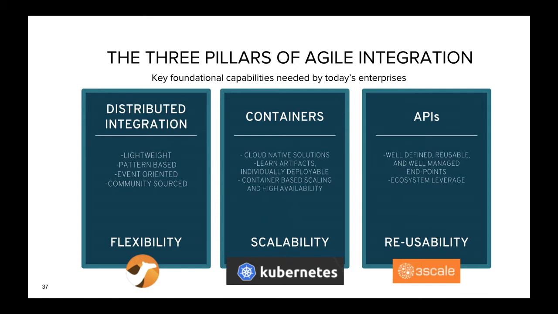And the middle pillar is around containers. That is where we run our services in a cloud native way. And then for APIs, we can use something like 3scale to help govern them.